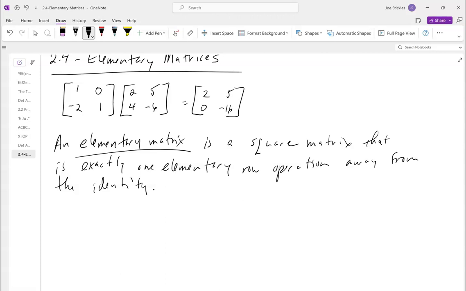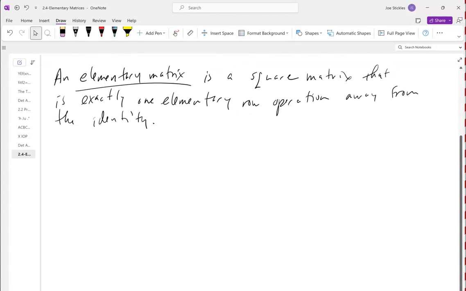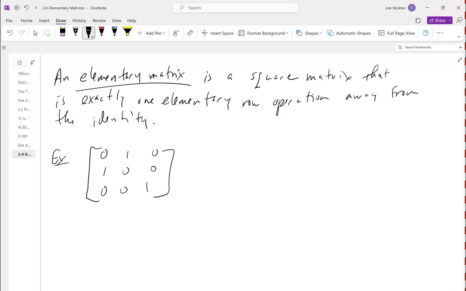Now I did a 2x2 here, but again, it could be any size at all. So for example, if you had something like 0 1 0, 1 0 0, 0 0 1, what row operation had been done to the identity there? Yeah, swap row 1 and row 2. So that's a 3x3 elementary matrix. One row operation done to the identity matrix. Not more than one, literally exactly one, right?